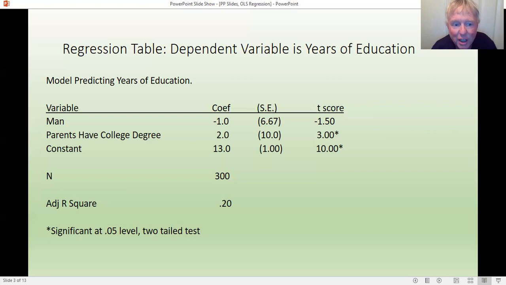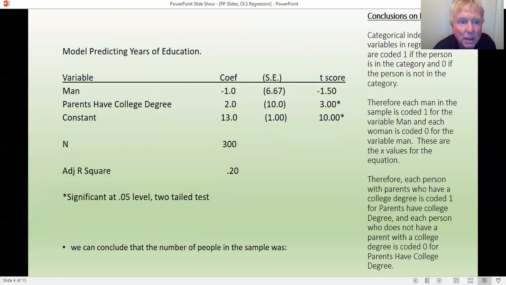Those stars mean it's significant at the 0.05 level for a two-tailed test. You see that at the bottom. That's what those stars stand for. N stands for the number in your sample. So this is a regression with 300 people in it. And the adjusted R-square is 0.2, which means that 20% of the variance besides the mean is explained by these two variables in the model. So we have models predicting years of education. Okay, we see some conclusions of the model.